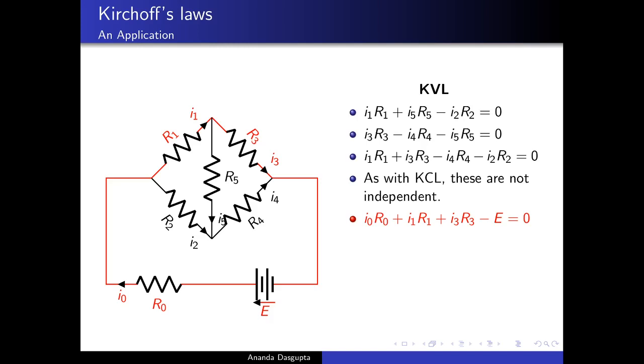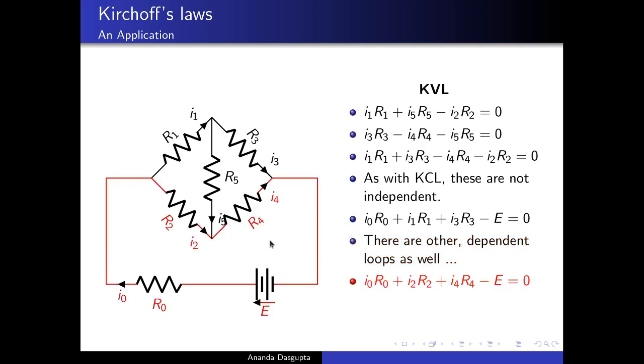So there's one more equation. Well, there are other dependent loops as well. For example, you can have this one, or you can have this one. You can have others. So there are many ways of writing down KVL, but of course now you have a problem, you have a proliferation of equations, and in this particular circuit it's pretty easy to see which ones will be dependent, which ones will not, but in a complicated circuit that may be very difficult to figure out.